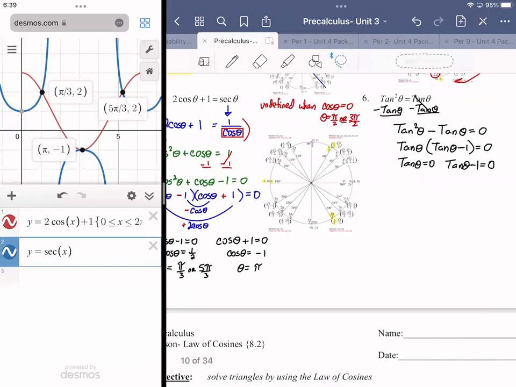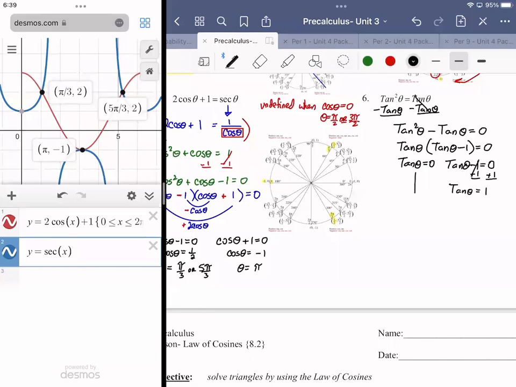Now, if you don't know the tangent ratios around the unit circle, you'd be totally forgiven. But you could still get the answer to this question pretty easily, and I'll show you why. But first, I'm going to add the 1 to both sides. We're getting tangent theta is equal to 1.